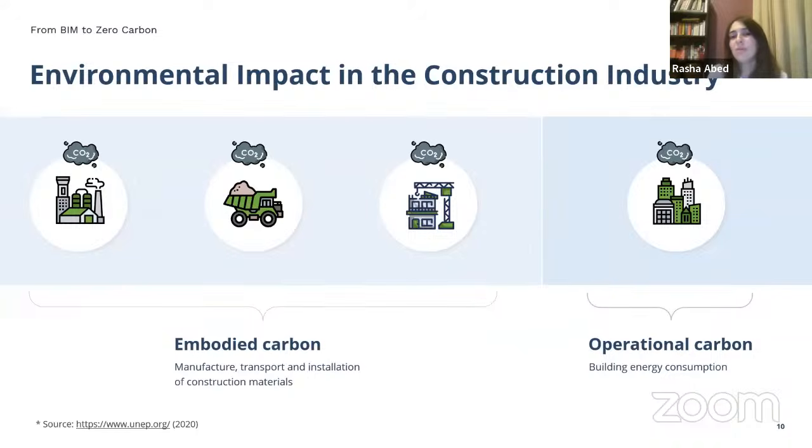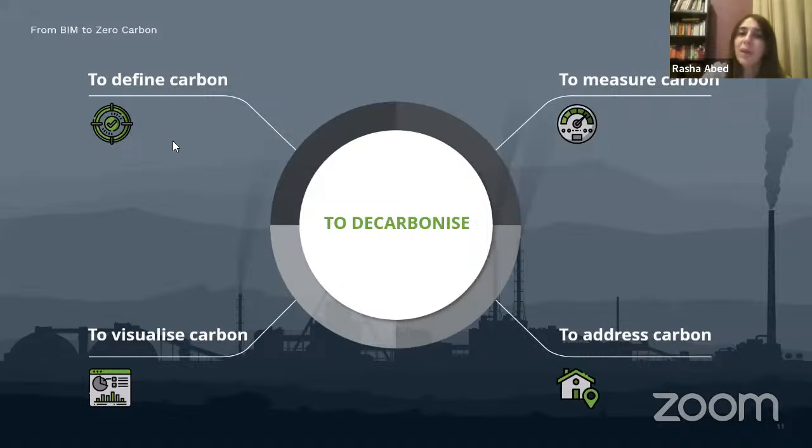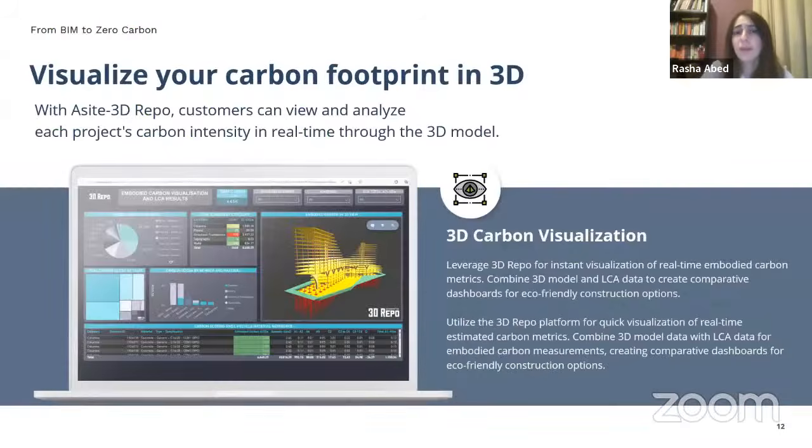So this is where we started to take a look at, for example, how can we calculate this and how we can do better when it comes to calculating embodied carbon. To decarbonize, we simply need to do a couple of things. First, we need to define the carbon, measure the carbon, visualize the carbon, and of course, address the carbon. So how are we going to do this? This is where I want to show you how one of our Asite products, as part of 3D Repo, is able to calculate embodied carbon as part of the construction process.